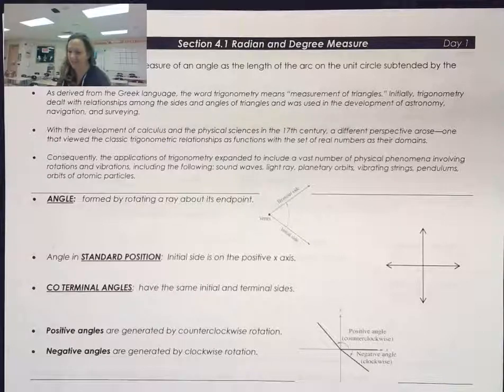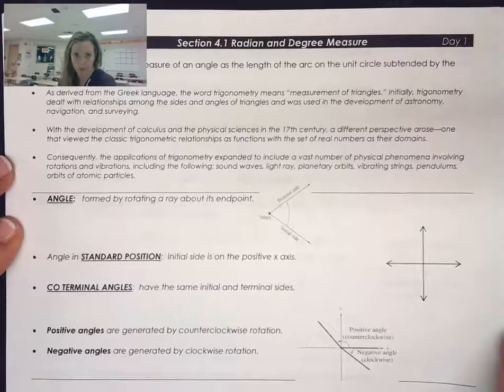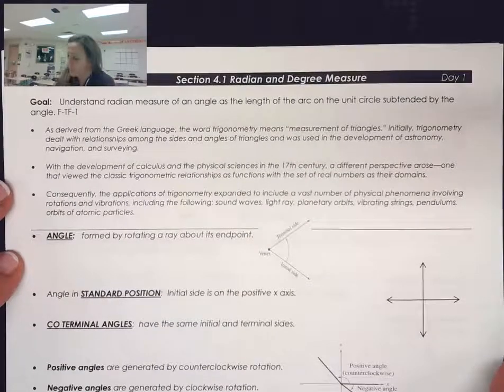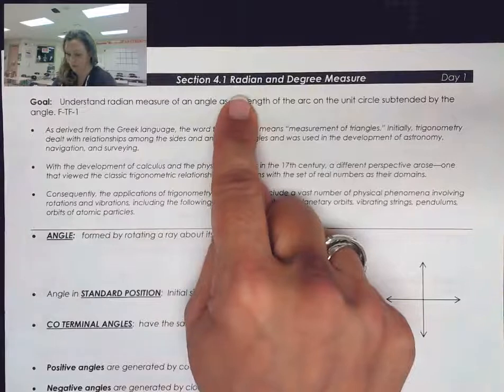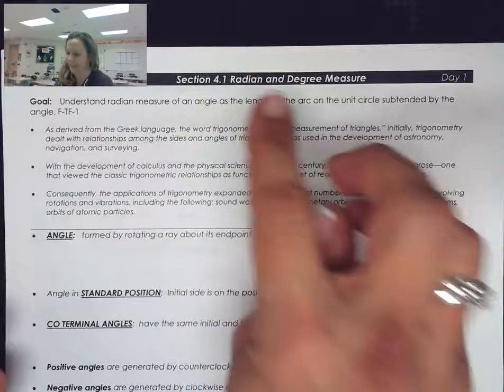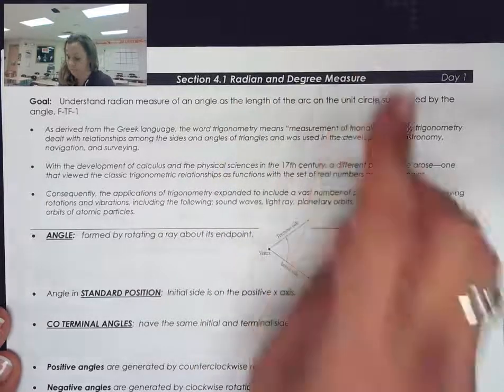Hey there, today we're going to be looking at chapter 4, all right? We're going to be starting chapter 4 today, and the first part we're going to be looking at is section 4.1. And the first part of 4.1 will be kind of delving into the idea of radian and degree measure, okay?